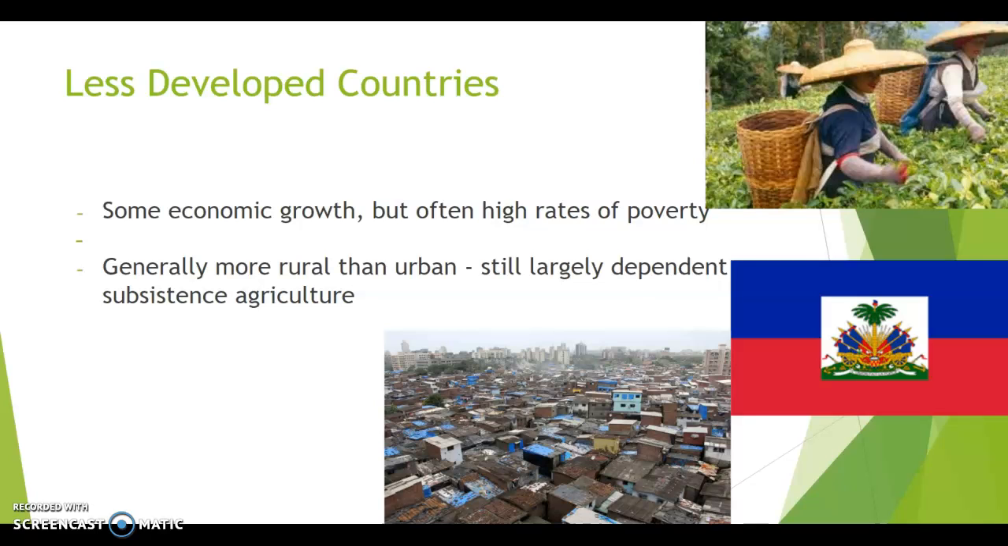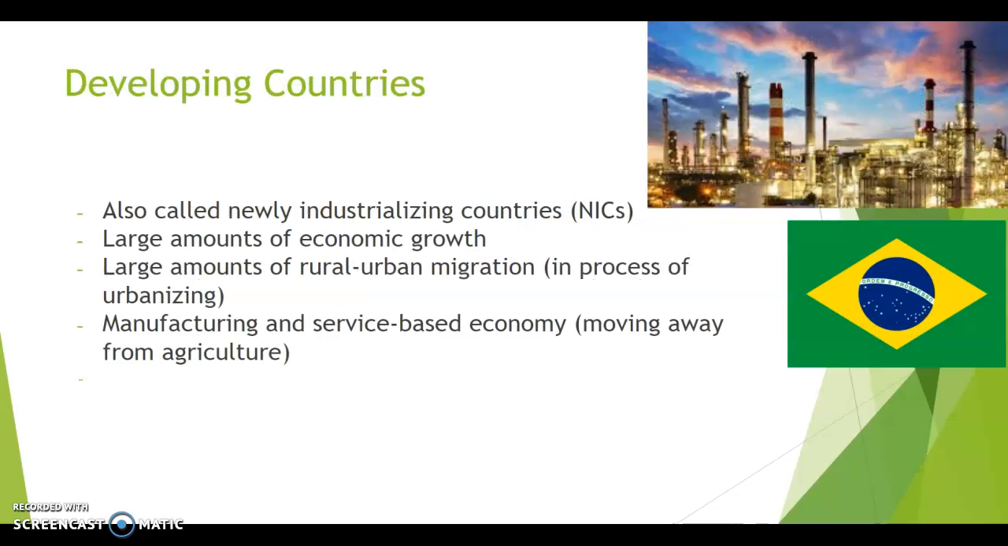Generally, we would say these areas are characterized by having more rural than urban populations, and still are largely dependent on what we would call subsistence agriculture, which is a style of farming in which you're providing for yourself and your family and maybe at best your local community. So subsistence farming is oftentimes a good way to get a sense that we're talking about a country that would fall into the less developed country category. The example that I would give for this category is the country of Haiti. You can see the Haitian flag here, as well as a few other images that are indicative of a lack of development.